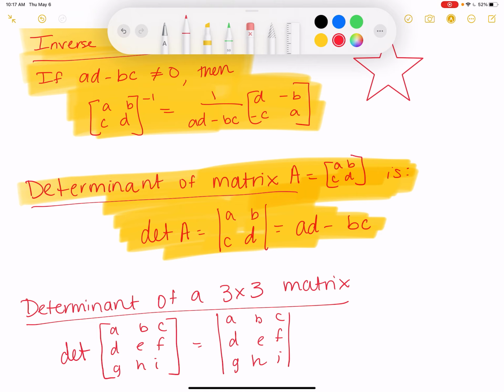Wait, isn't that the absolute value? No, they're determinant bars. I don't know why, but I heard Mars bars. It's like absolute value bars, but for determinants. So we don't take the absolute value then. No, you're taking a determinant of it.